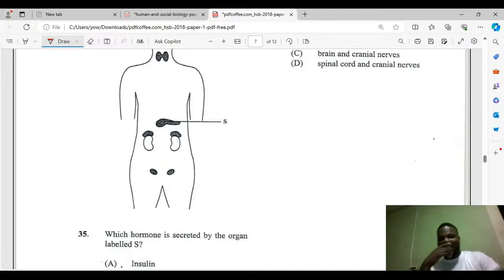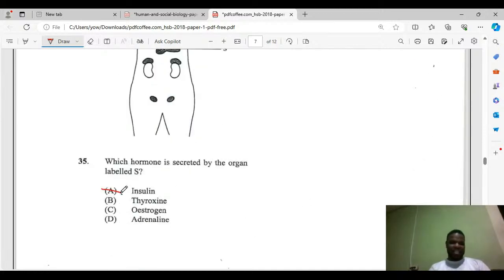So the pancreas is A. Yes, can't hide the pancreas. Which hormone is secreted by the pancreas? That would be insulin. Thyroxine is by the thyroid gland. This is growth. Estrogen has to do with the menstruation cycle, and adrenaline is produced by the adrenal gland.